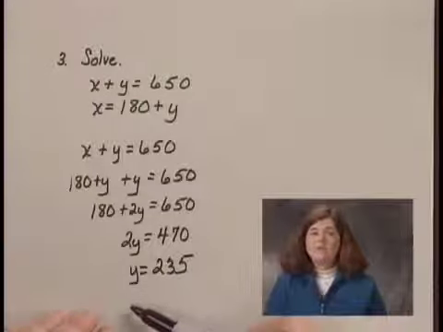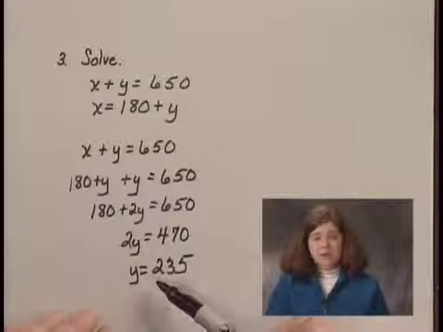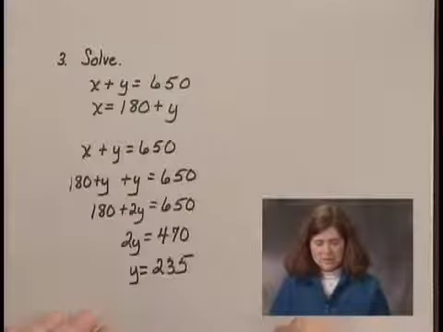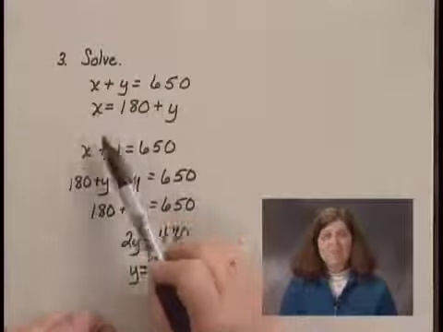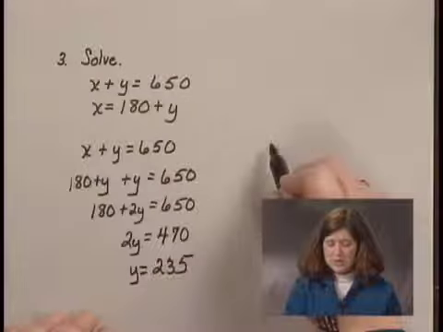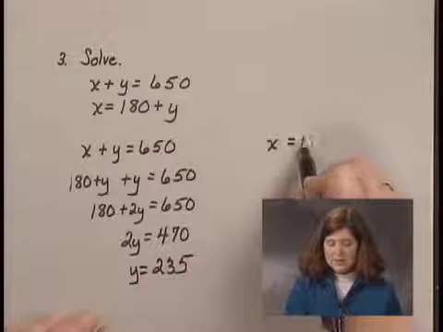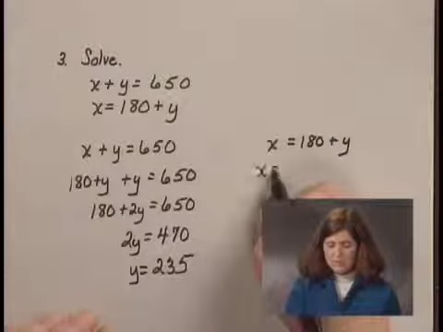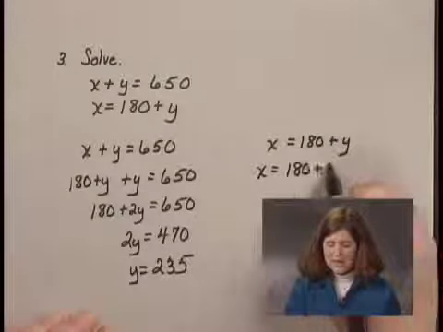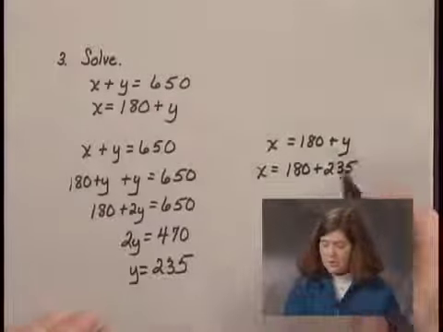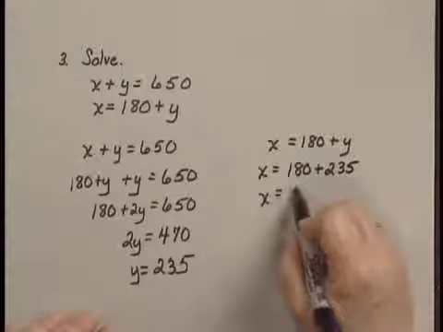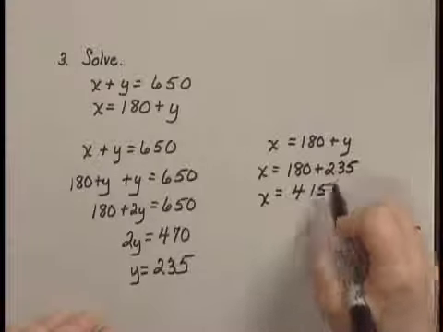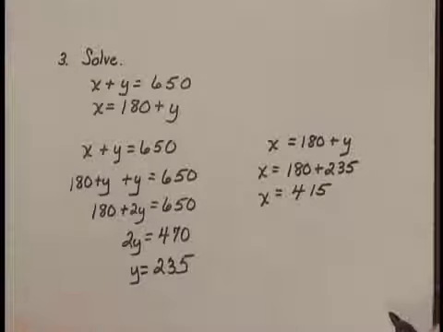This gives me a value for y, and I substitute y in one of these two equations to find x. Since the second equation is solved for x, it will be easiest to use that one. x is 180 plus y, so x is 180 plus 235. Adding, I have x equals 415. Now before I state my answer, I need to move to the fourth step, which is check.